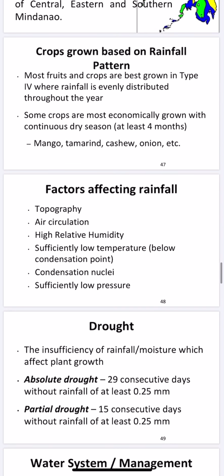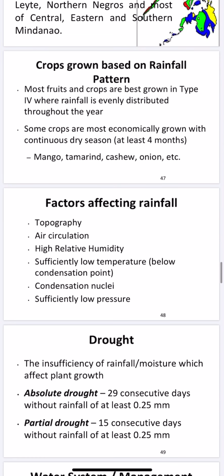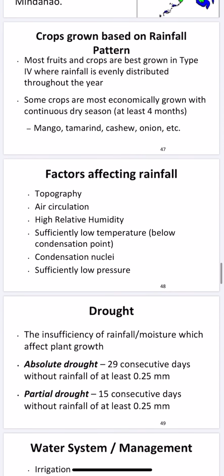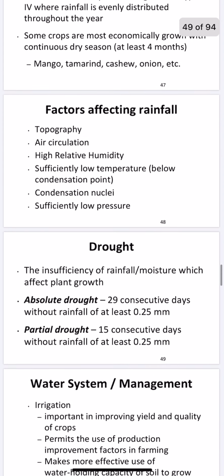So crops are grown based on rainfall pattern. Most crops and most fruits are best grown in type 4, where rainfall is evenly distributed throughout the year. While there are also some crops which are most economically grown with a continuous dry season of at least 4 months dry without rain. So this includes mango, tamarind, cashew, and onion.